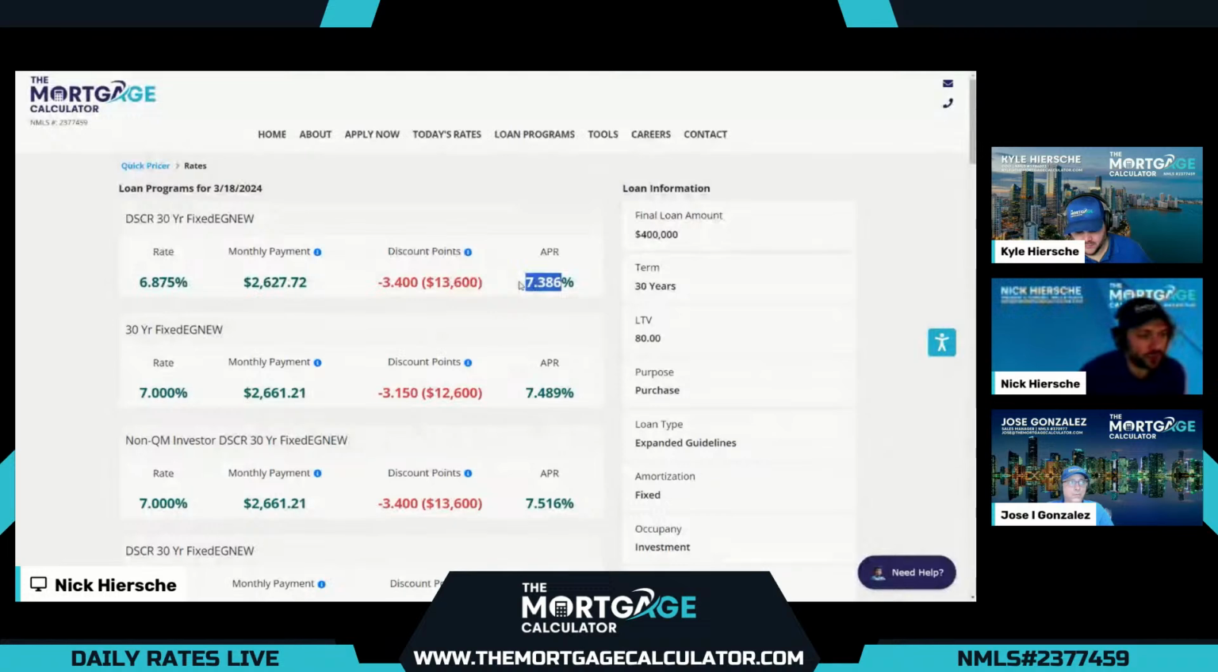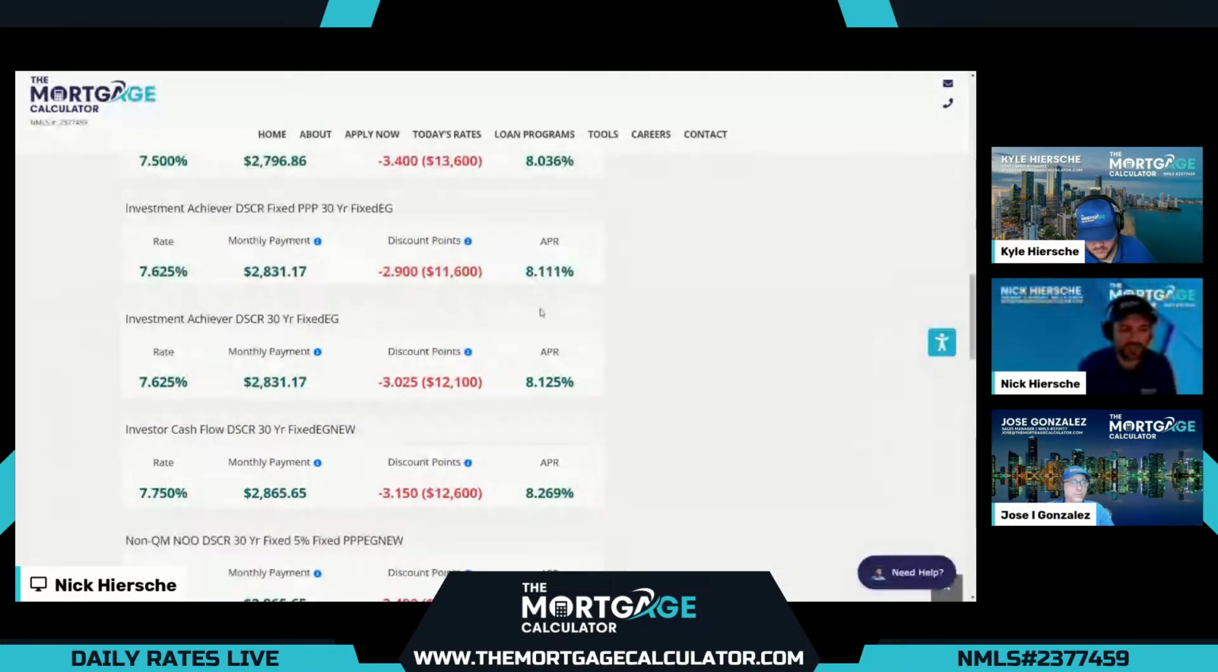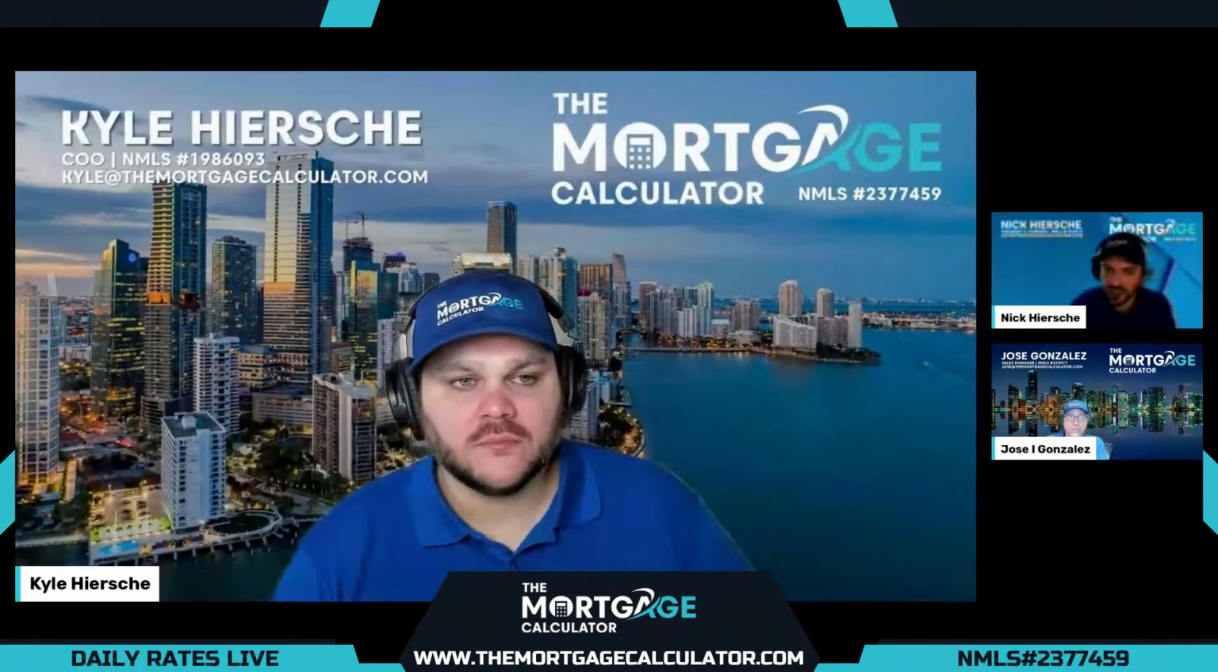So great options here. If we scroll down, there's tons of variations. Just all the non-QM. Some of these may allow bankruptcies, foreclosures, credit issues. Some may allow different ways to calculate the income. And some may allow special property types. Our topic for today. So let me go ahead and switch my screen again.